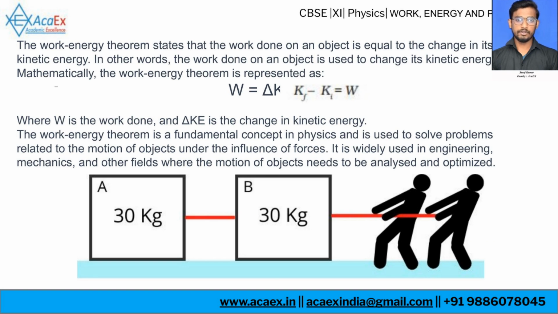Work done by a force can be positive or negative. If theta is between 0 degrees and 90 degrees, cosine theta is positive and the work is positive. If theta is between 90 degrees and 180 degrees, cosine theta is negative and the work is negative. For example, the work done by the frictional force is negative.